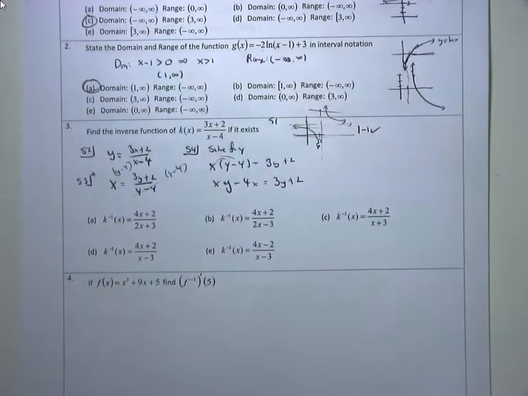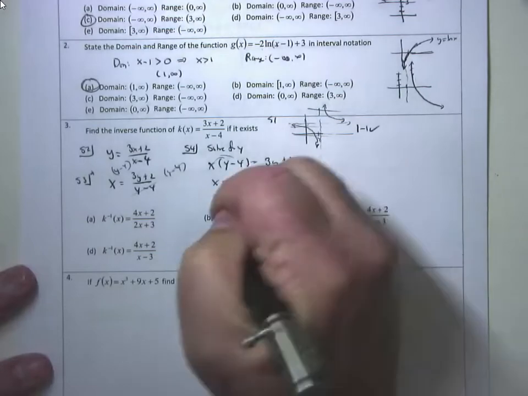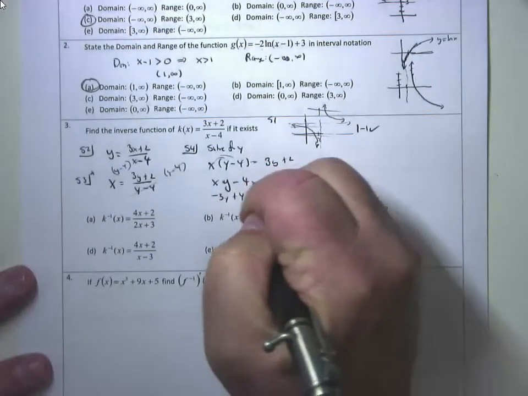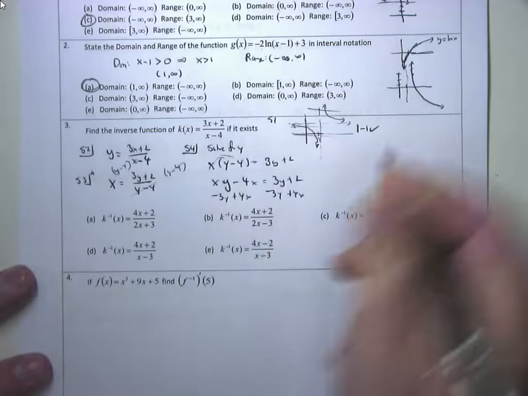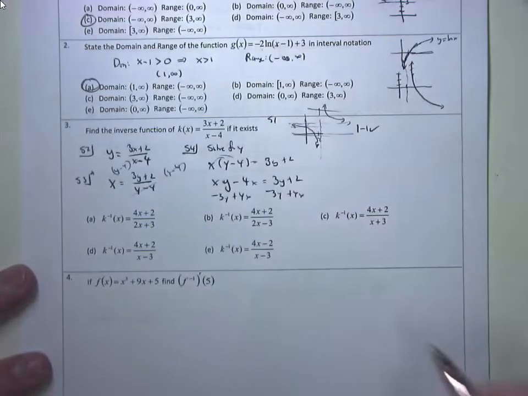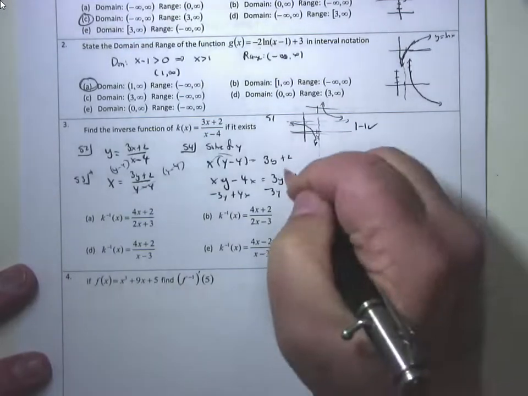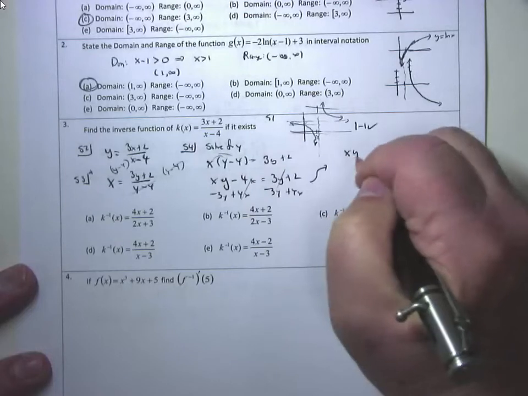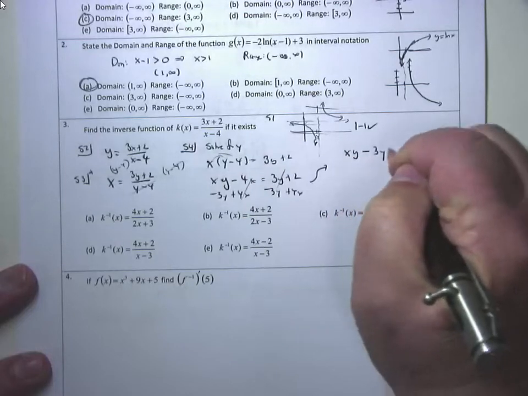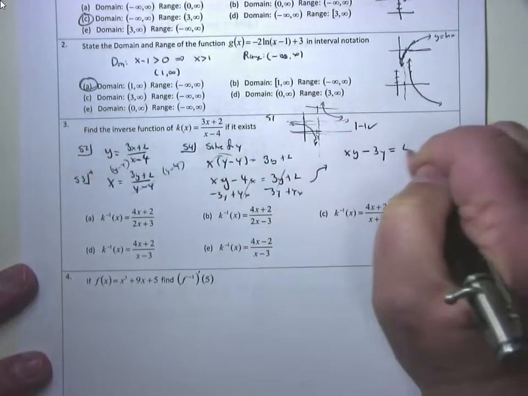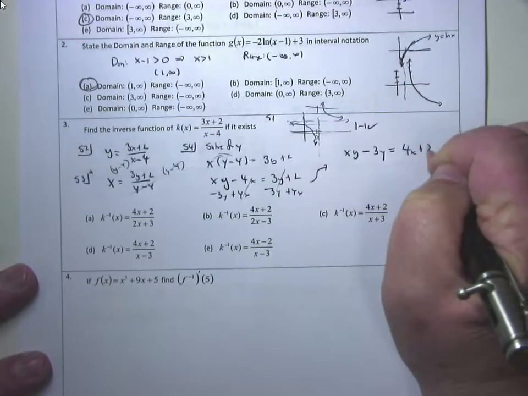If I'm going to solve for y, I'm going to pull all my y's to one side. So I'm going to subtract 3y and at the same time add 4x. So I'm grouping together like terms. Y's go on the left, non-y terms on the right. So this ends up canceling here and here. So I get xy minus 3y is equal to 4x plus 2.